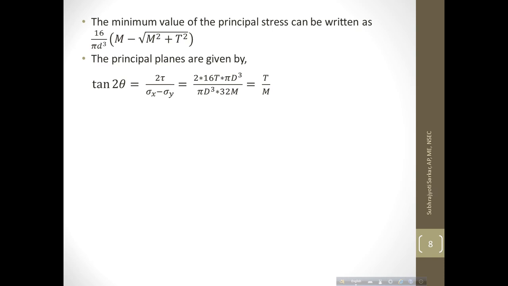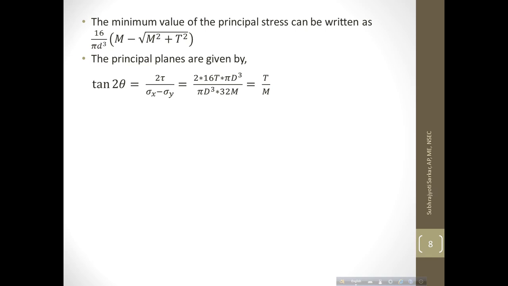Lastly, the minimum value of the principal stress can be calculated, that is sigma 2 is equal to half of sigma b minus half of root over sigma b square plus 4 tau square. Putting the value of sigma b as 32 M by pi d cube and tau as 16 T by pi d cube, we compute it directly as 16 by pi d cube in brackets capital M minus root over M square plus T square. So this is the value of the minimum principal stress.